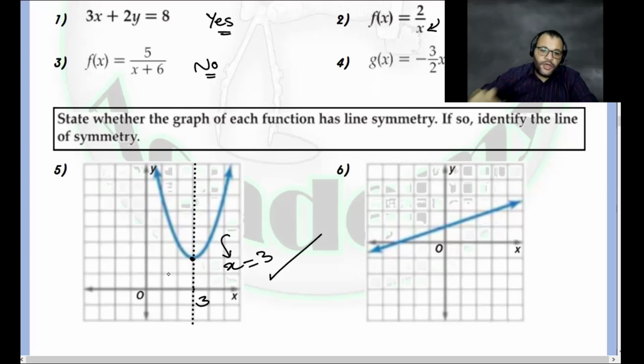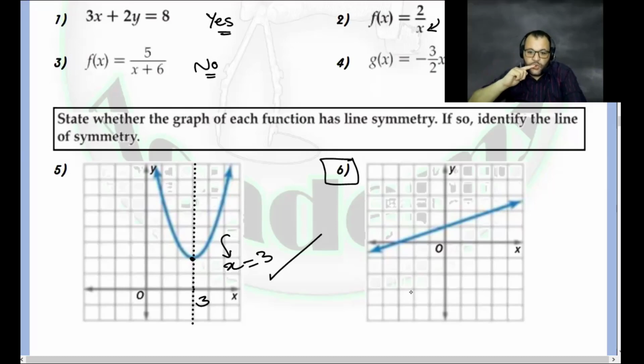Okay. For number 6, can we find any vertical line to be the axis of symmetry for this one? A line of symmetry. No, it's not possible. You can't draw any vertical line intersecting the graph. I need a vertical line. A line of symmetry must be vertical.